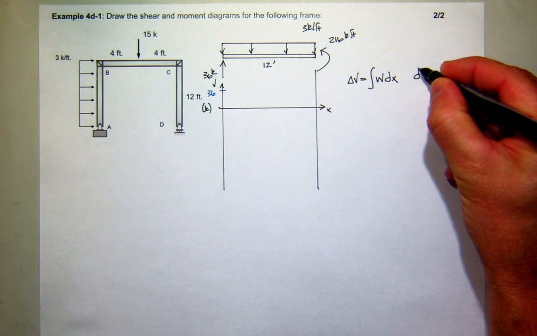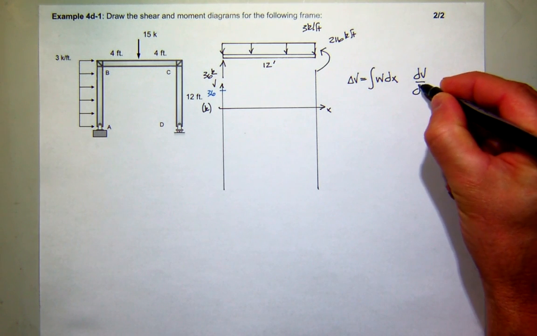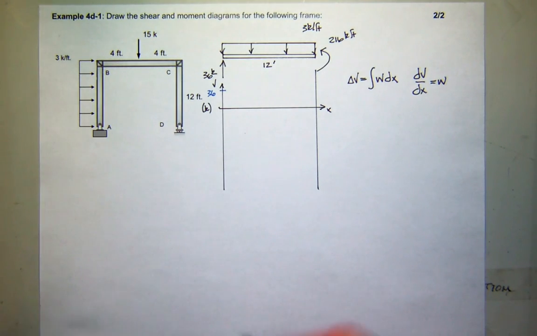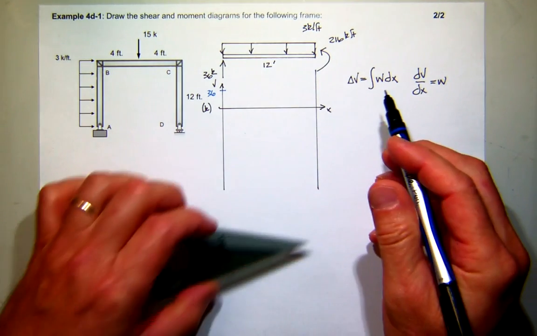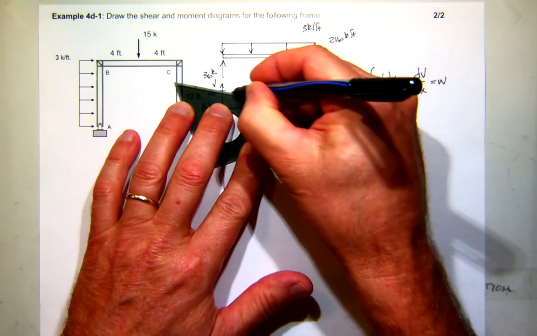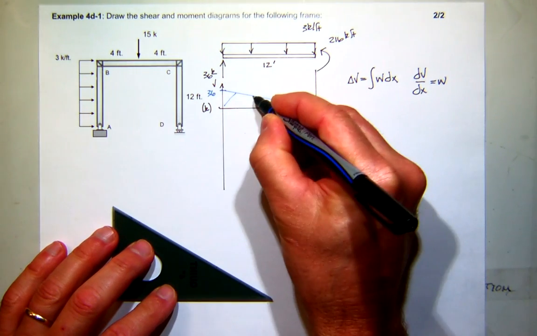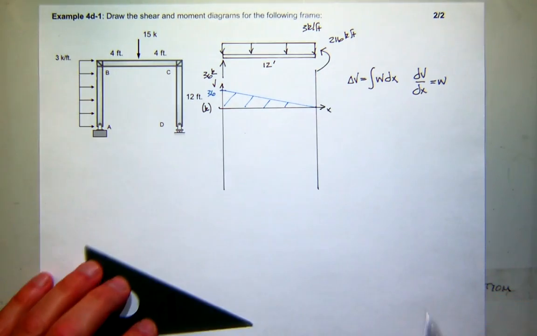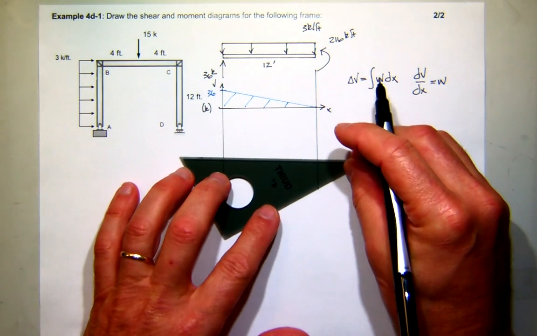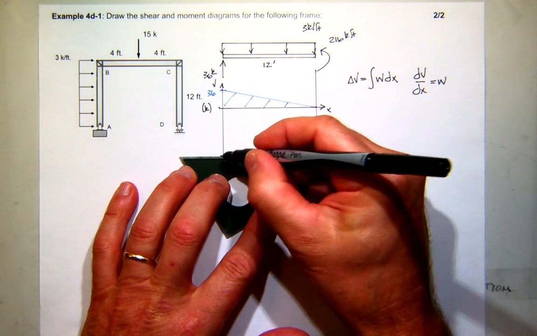And also we know that the slope of the shear diagram is equal to the load. The load is constant, so we have a constant slope, and it's negative. So there's our shear diagram. Any questions about that? So now we'll look at the moment diagram.